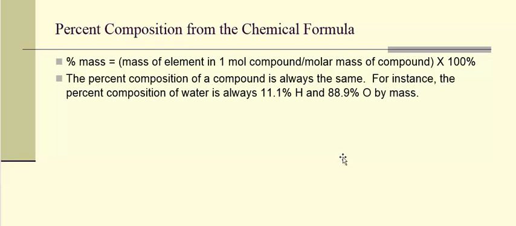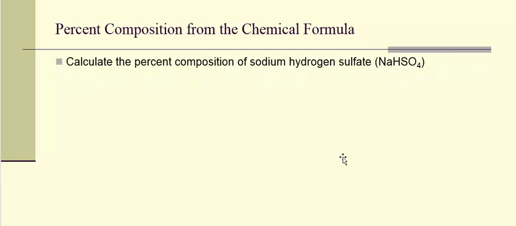So I can find the percent composition from mass data. I can also find the percent composition from the chemical formula. Now the percent composition of a compound will never change. The percent composition of water is always 11.1% hydrogen by mass and 88.9% oxygen by mass. I'm skipping a couple examples here.